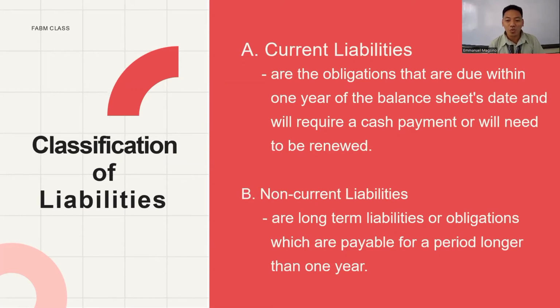So it is similar to assets. So current liabilities is the validity is within 1 year, the obligations. But in a non-current liabilities, these are the long-term liabilities or obligations. So these are the differences between the two.